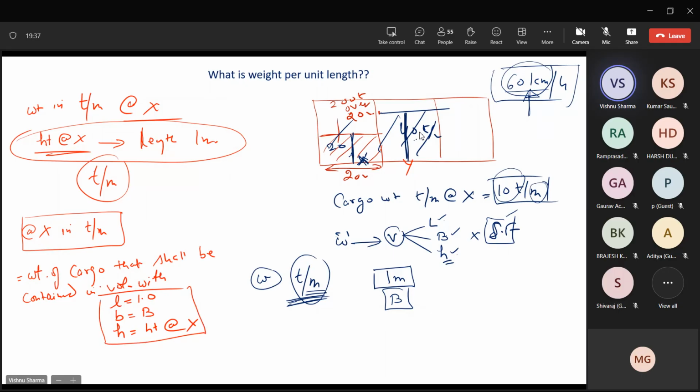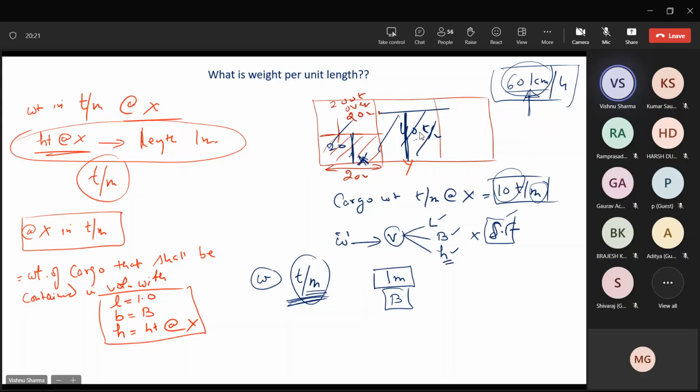If this is the volume of the cargo taken, that means because length 1 meter is fixed every time you say per meter, like it was per hour in speed, 60 kilometers per hour. So 1 hour was fixed there, and here per meter length, 1 meter is fixed. Breadth is fixed for the ship. Then the only factor that is varying is the height. So whatever is the varying factor, if that is the same at that point for the length required, 1 meter in this case, the weight of the cargo would then be 10 tons per meter or 20 tons per meter, as the case may be.